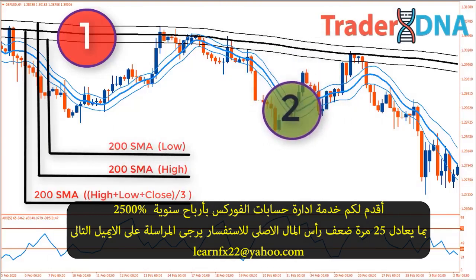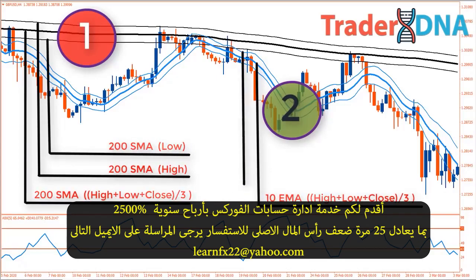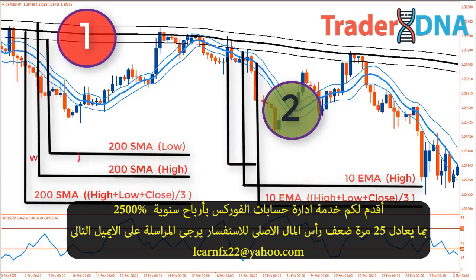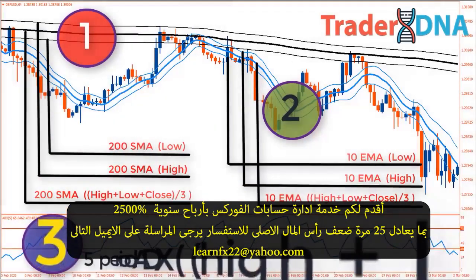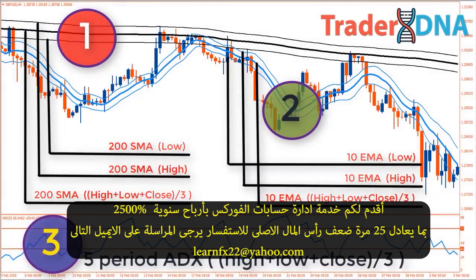Second, 10-period EMA, or exponential moving average applied to the typical price average of high, low, and close. 10-period EMA, calculated off the high of each candle. 10-period EMA, calculated off the low of each candle. Third, 5-period ADX, or average directional movement index, applied to the typical price average of high, low, and close.